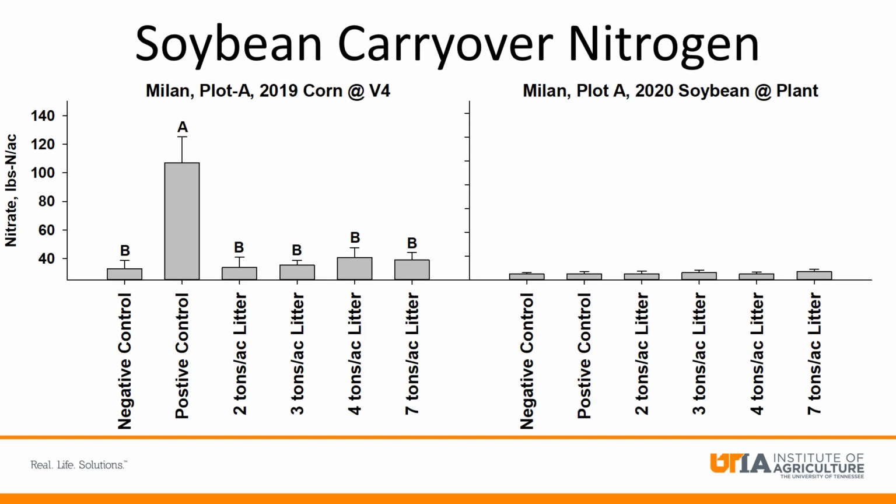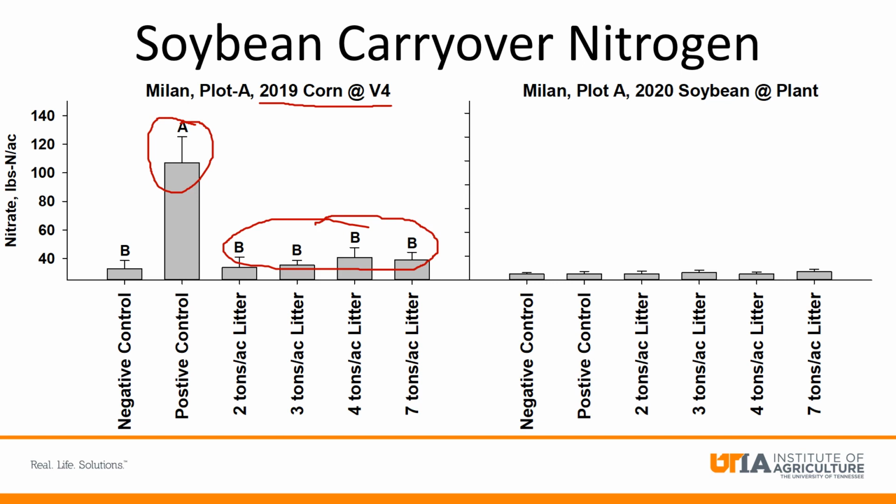This graph shows our examination of whether or not we can expect some carryover nitrogen that might be of some benefit to soybeans. Here, this data is the data we've already shown, which is the pre-sidedress nitrate test for the corn at B4 in 2019 in Milan. Clearly, you can see here again that we had a good accounting of the commercial nitrogen that we used, and some release, but not very much of the nitrogen in the litter that was applied.